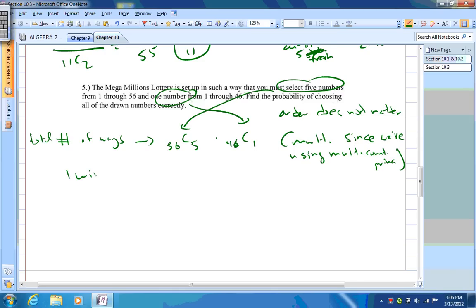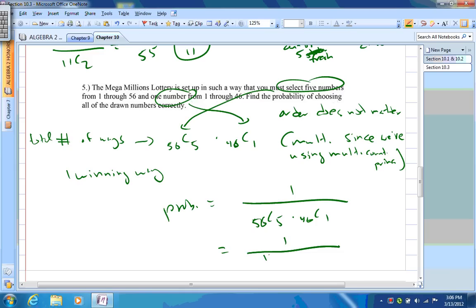There's only one winning way, obviously. So the probability will be 1 out of 56C5 times 46C1. If you work all that out and using the calculator, that's why they say I have a greater chance of being struck by lightning, because there's really a very unlikely chance that you're going to win the lottery. It's 1 out of 175,711,536.